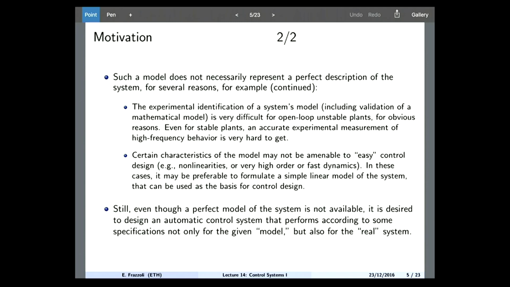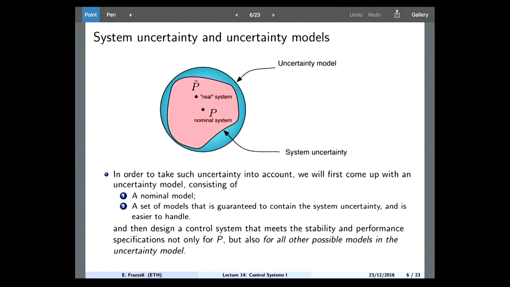The point is that even though you have to accept the fact that your model is not the same as reality, what you want to do is design a control system for your model knowing that it's not precise, it's not exact, and you want to make sure that your control system will behave well, not only for your model, but also for the real system, okay? How do you make these things kind of precise?